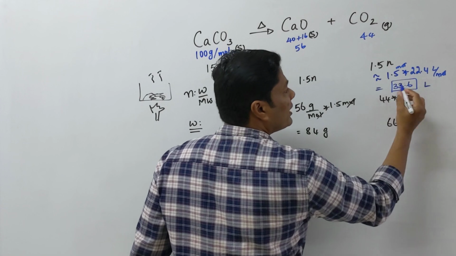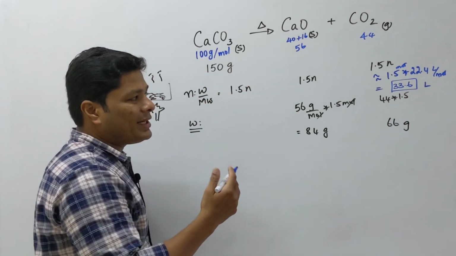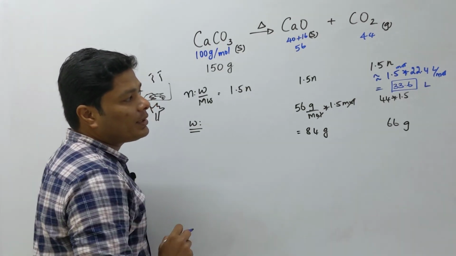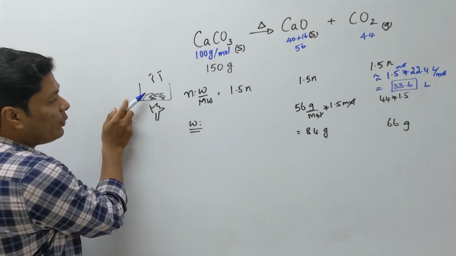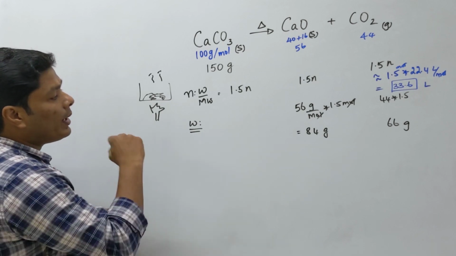You want to remember the multiples of 22.4, and these numbers will come back to you. 3.36, 33.6, 11.2, all these numbers. We will practice all those. But 33.6 liters is the amount of gas evolved, or 84 grams is the amount of solid residue left over. Now we can do a different problem.